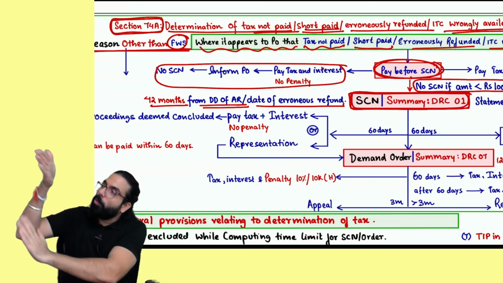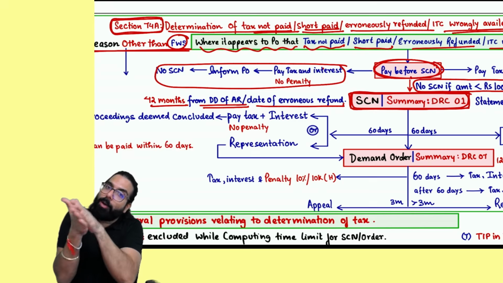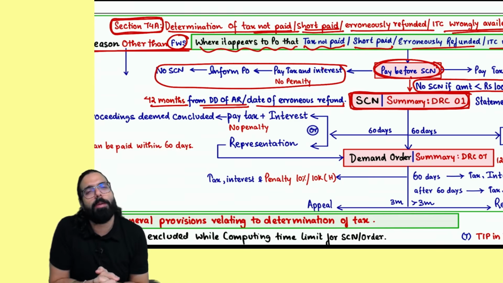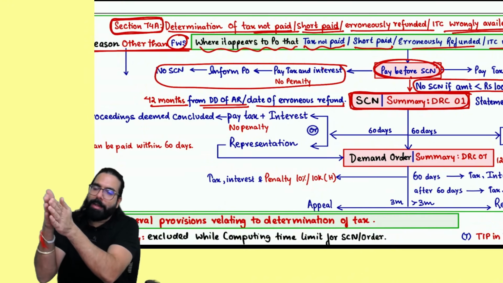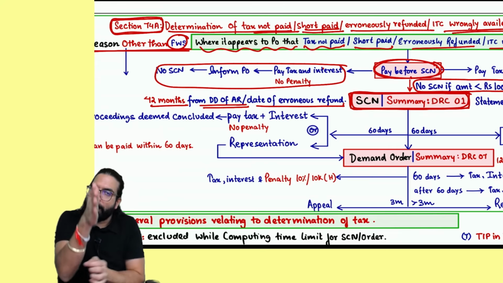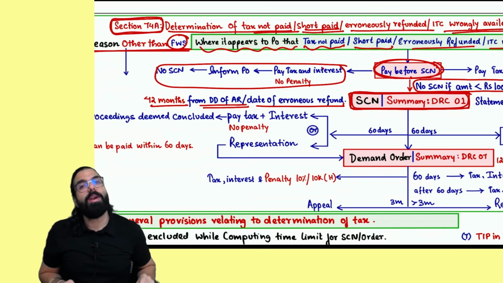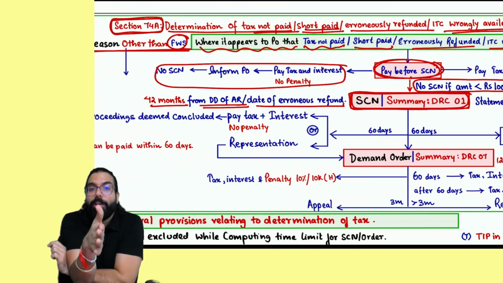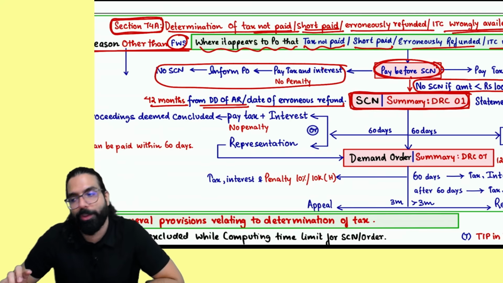For 1 year, I took one erroneous refund. Then the year the erroneous refund is given, the day the erroneous refund is given. In the case of erroneous refund, sir, see, in the case of tax not paid, short paid, ITC wrongly availed or utilized, whichever year the tax is short paid or not paid, from that year's annual return, the show cause notice will come within 42 months. But in the case of erroneous refund, whichever year the erroneous refund is given, from the day the erroneous refund is given, from that day, within 42 months they will give you the show cause notice.